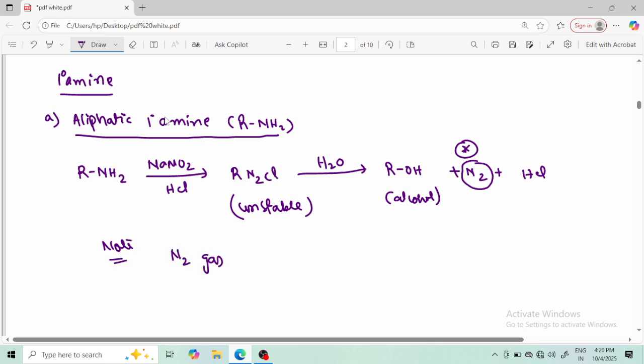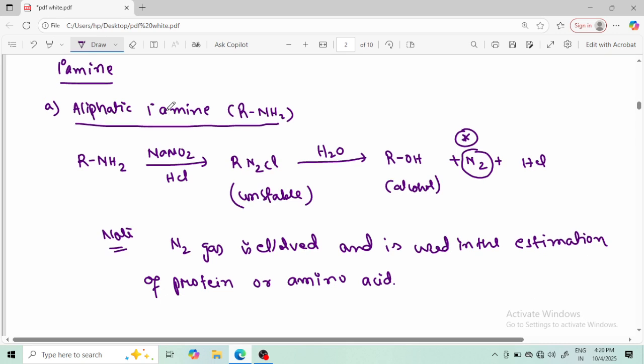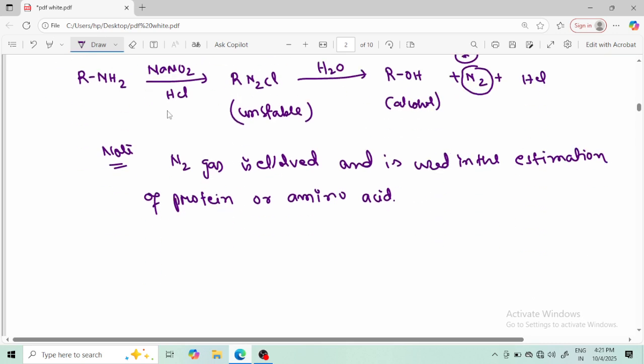Here one extra note point is that N2 gas is evolved and is used in the estimation of protein or amino acid. Remember that, they can ask a question on this. But here the final product is only, so we can just write that 1 degree aliphatic amine will give the final product alcohol.